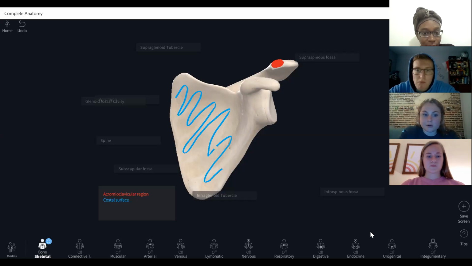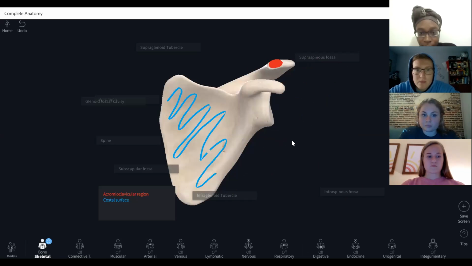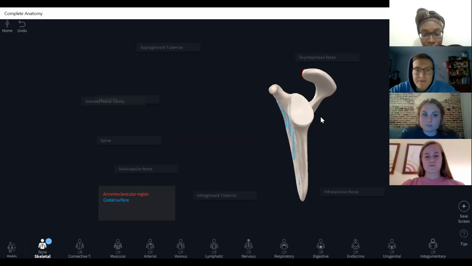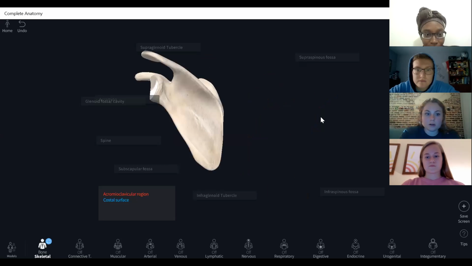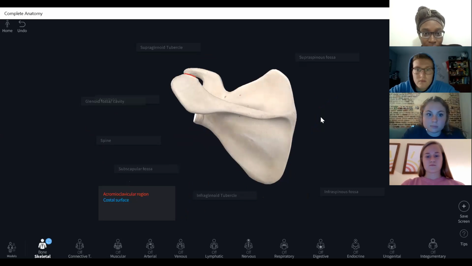Very, very close, Didi. So you're definitely right. It is a fossa, but it's not going to be the infraspinous fossa. Ooh, I hate turning these. Okay, so it's not going to be the infraspinous fossa. If I turn this around, does that change your view of it, Didi? I guess a little bit. A little bit? Okay, so let's talk about this a little.